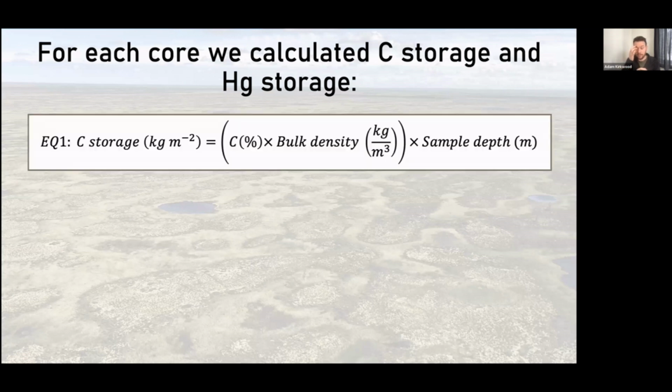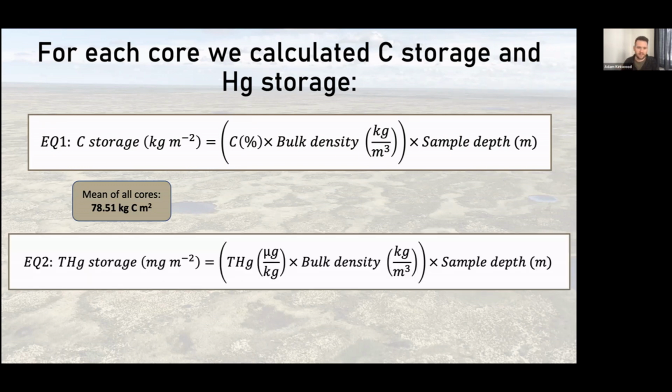So these are very basic equations that are used to calculate how much carbon is stored within a peat core. So we took the mean carbon content of the samples for a core, multiplied it by the mean bulk density for the core, and then multiplied it by the depth of the core. And this gives us an estimation of how much carbon is stored in that core of peat that we collected. So after doing this for all 50 cores that we collected, we find that the mean areal carbon storage for peat cores of the Hudson Bay Lowlands is about 78.5 kilograms of carbon per meter squared.